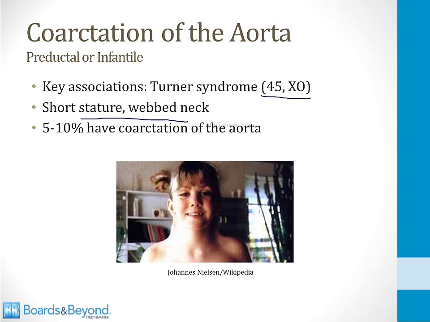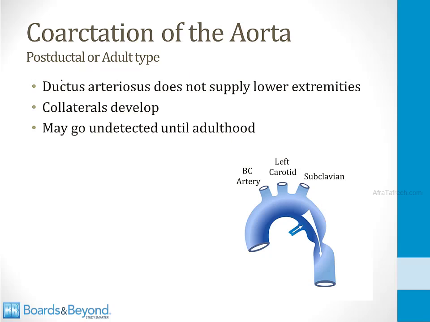They tend to have short stature and a webbed neck, like what I've shown on the screen here. And 5 to 10% of girls with Turner syndrome have coarctation of the aorta. And it turns out that Turner syndrome patients more commonly get this preductal type of coarctation compared to other patients. Turner syndrome patients can get all types of coarctation, but they do tend to get more of the preductal type. Luckily, the preductal type is uncommon.